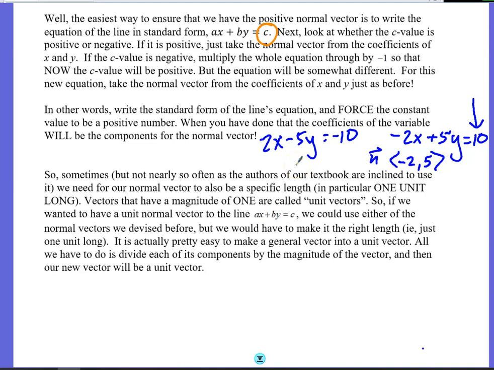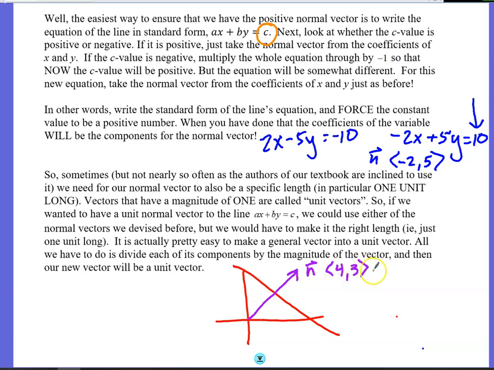All right, so that's how we get normals to lines. Now I will tell you that sometimes we need our normal vectors to be a certain length, in particular sometimes 1 unit long. If you need your vector to be a particular length, it's easiest to go down to a length of 1. So let's say, for example, that my normal vector, my purple vector, is 4, 3.